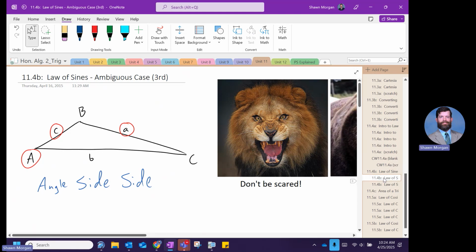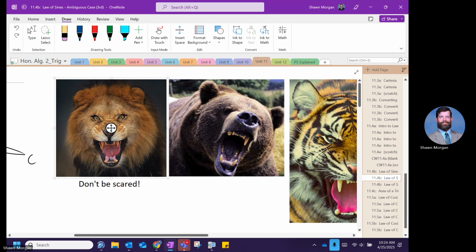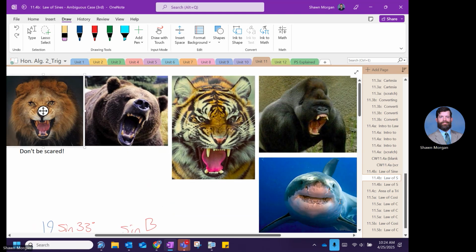Let me delete these, because this is last year's stuff. Wait a minute, what was that? Oh, we had a discussion last year, I guess. So I guess I looked up an angry bear, an angry tiger. That looks fake. That tongue is too pink.